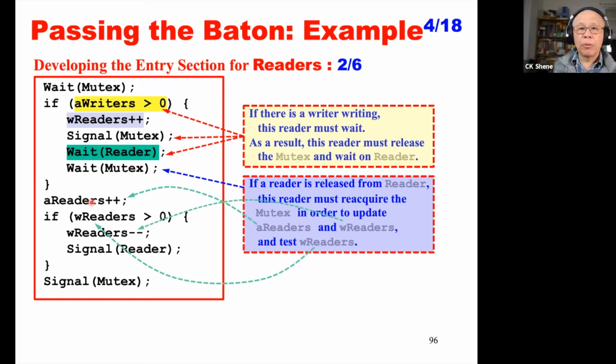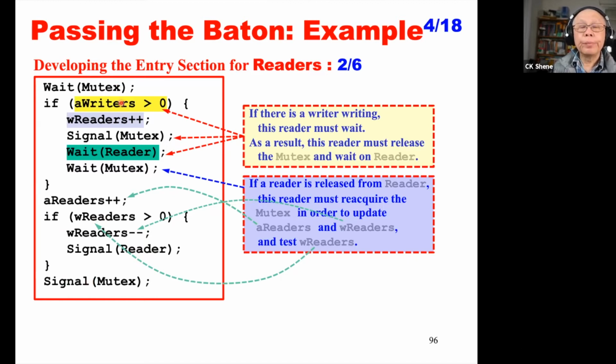So let's quickly go through this entry section. A reader locks the mutex in order to access those counters. And if there are no writers writing, then this reader can immediately start reading. So to go here, this reader adds one to active readers and checks to see whether there are waiting readers. If there are no waiting readers, it simply releases the lock and starts reading. And if there are waiting readers, then subtract one from the waiting reader count and signal the reader, allowing one to go. So this part is pretty easy.